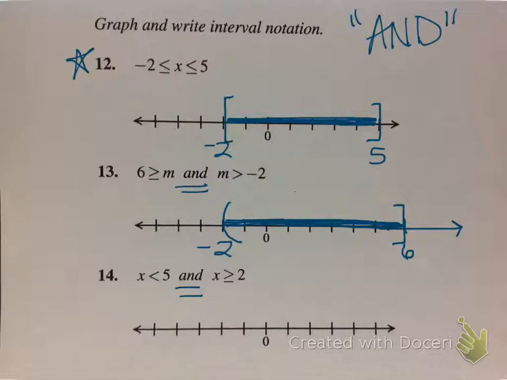So now let's look at less than 5. That would be a parenthesis, and we want greater than or equal to 2. That's a bracket at 2, and the numbers in between.